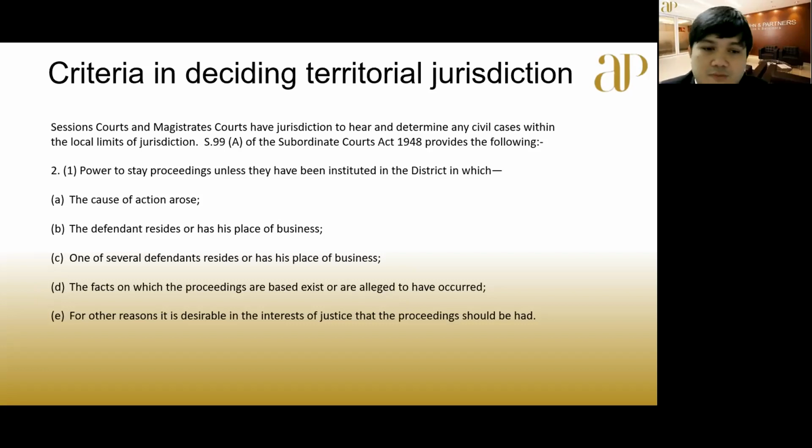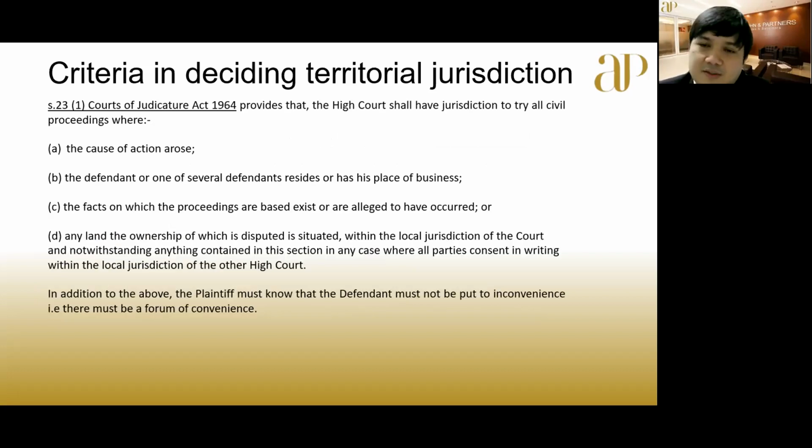Okay, you can also sue on the facts on which the proceedings are based, exist or alleged to have occurred, and for other reasons in the interest of justice. So if the interest of justice requires it to start in that particular court, then it will start at that court. The next will be High Court. High Court is governed under Section 23 of the Court of Judicature Act 1964. Again, this is the same approach: where the cause of action arose, and where the defendant or several defendants reside.